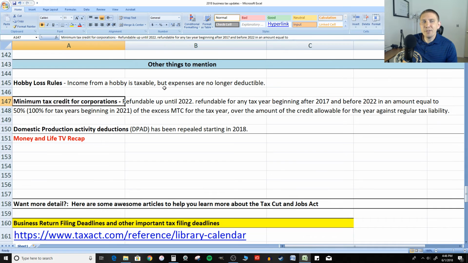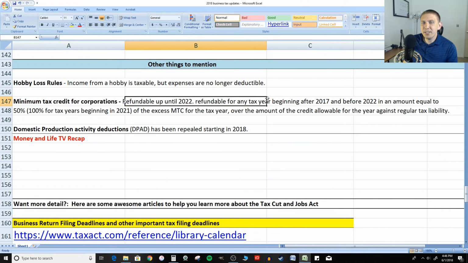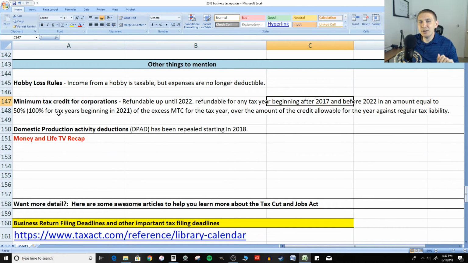The minimum tax credit for corporations is refundable for any tax year beginning after 2017 and before 2022, in an amount equal to 50%, 100% for tax years beginning in 2021, of the excess MTC for the tax year over the amount of the credit allowable for the year against regular tax liability. I know I lost you guys there, but go ahead and go back to the spreadsheet and reread that, and I think it will make more sense to you.